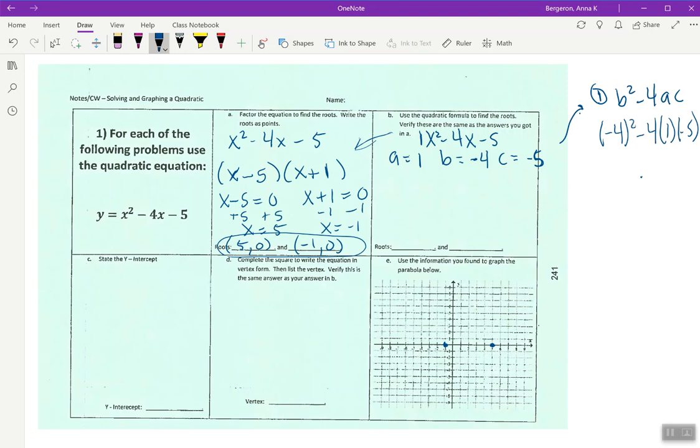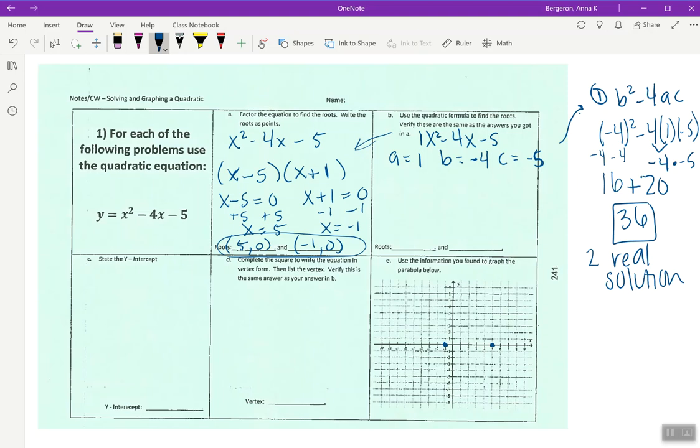So -4 squared means -4 times -4, which is +16. And then -4 times 1 is -4. Times -5 would give me +20, because a negative times a negative is a positive. So then 16 plus 20 would give me 36. So now, by doing this, when we get a positive number, that means we have 2 real solutions, which is what we're looking for anyway. So that's a good sign.